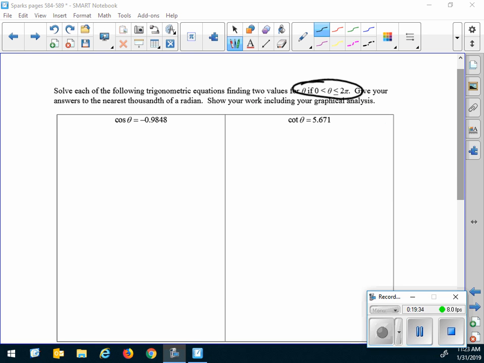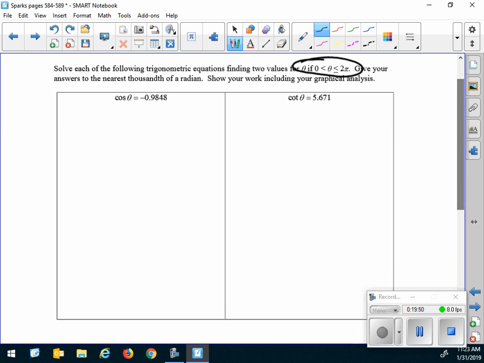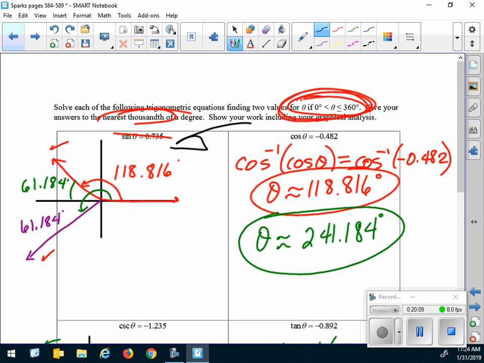Last page, please put your calculator in radian mode. You're going to do exactly what we've done already. You're just going to have it in a different mode. And you're not going to put a degree symbol because your angles are going to be in radians. Here we go. Solve each of the following trig equations, finding 2 values for theta if theta is between 0 and 2 pi. Give your answers to the nearest thousandth of a radian. Show your work including your graphical analysis. Folks, the graphical analysis is this. That's the graphical analysis that I want to see.